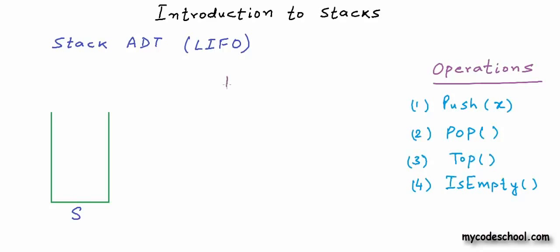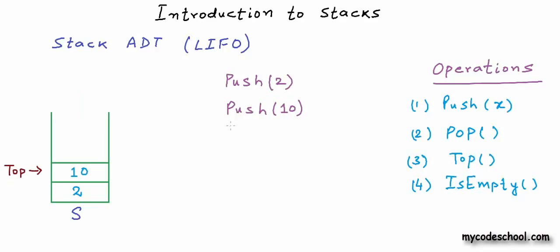Let's first perform a push. I want to push number 2 onto the stack. The stack is empty right now, so we cannot pop anything. After the push, the stack will look something like this. There is only one integer in the stack, so of course it's on top. Let's push another integer. This time I want to push number 10.